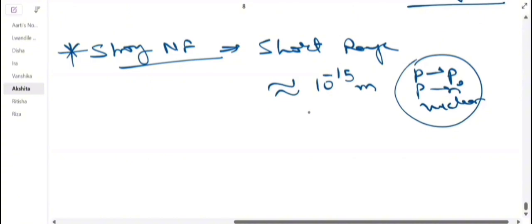Yeah, I am here. Don't worry. So what I was explaining is that strong nuclear forces exist between the nucleons only, in the nucleus. A combination of proton and neutron, neutron and neutron, proton and proton, basically acts on it. Now let's have a look over the graph of it.